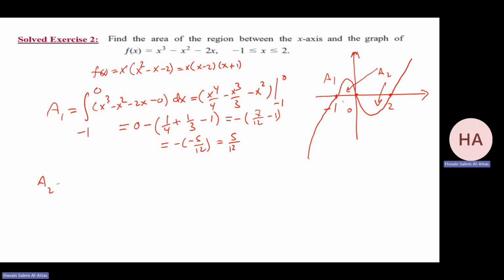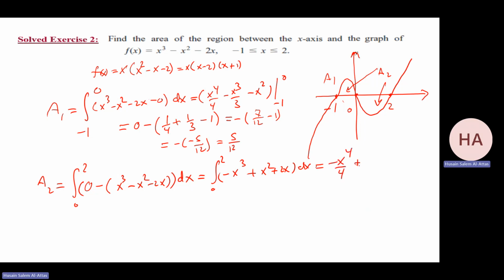A2 will be the integral from 0 to 2. But now we have 0 minus the function. So I have the integral from 0 to 2 of minus x cubed plus x squared plus 2x dx. Now it's a matter of calculation. Minus x to the power 4 over 4 plus x cubed over 3 plus x squared, from 0 to 2.